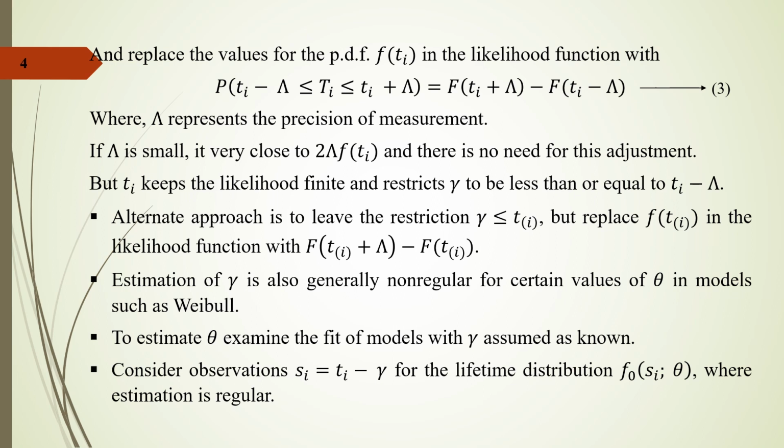An alternate approach is to leave the restriction gamma less than or equal to t1 but replace f of ti in the likelihood function with F of ti plus capital gamma minus F of ti. The estimation of gamma is also generally non-regular for certain values of theta in models such as Weibull. To estimate theta, examine the fit of models with gamma assumed as known. Let us consider the observations si is equal to ti minus gamma for the lifetime distribution f naught of si; theta, where the estimation is regular.